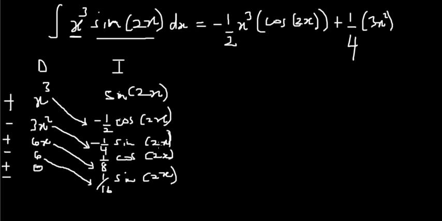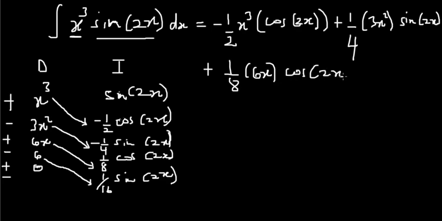You have sine of 2x. So you bring your sine of 2x over here. And then you move on to the next one, which is positive 6x multiplying 1 over 8. So we have positive 6x. So this could be written as 1 over 8, and then you write 6x, and then you have cos of 2x.